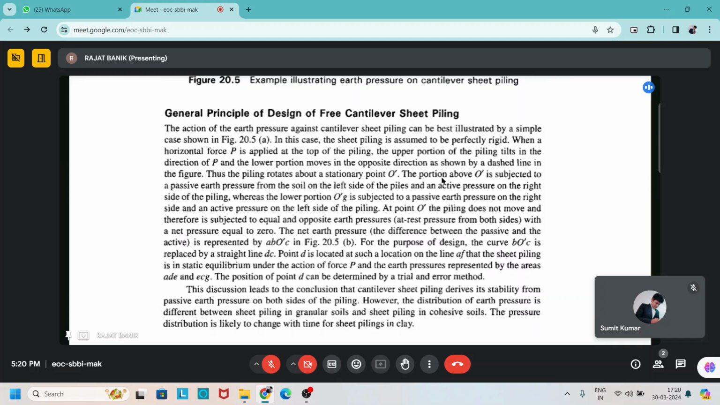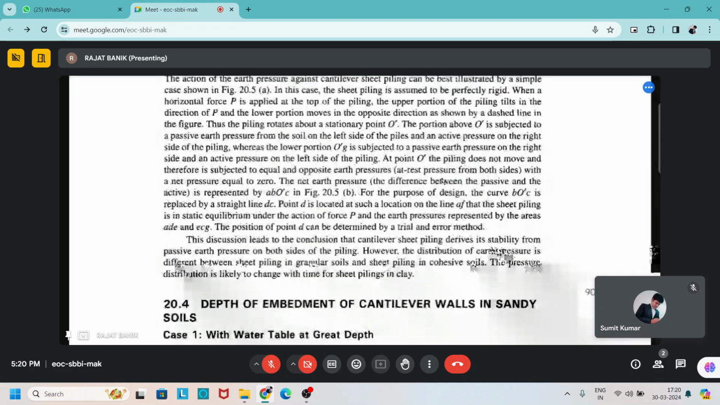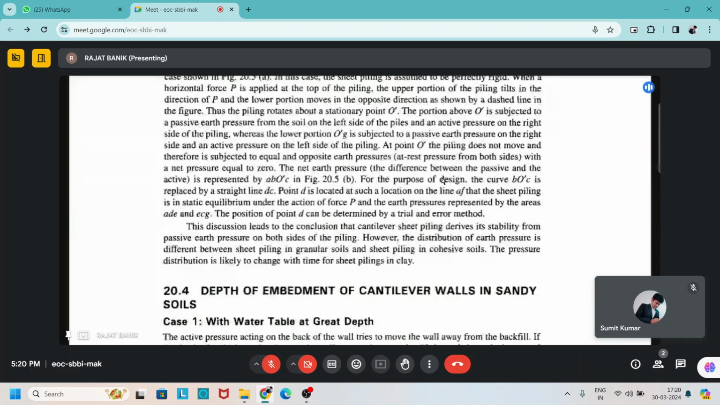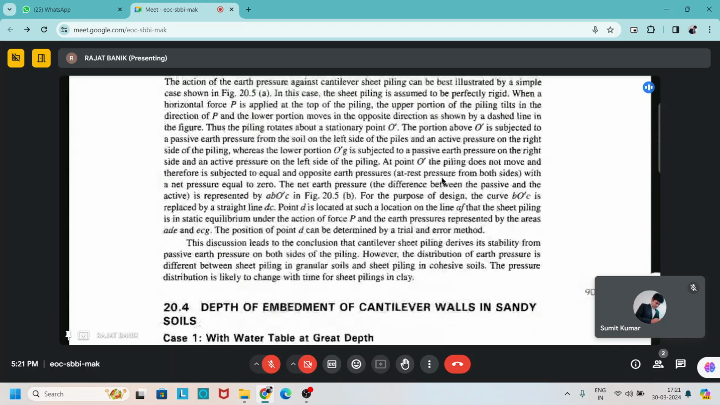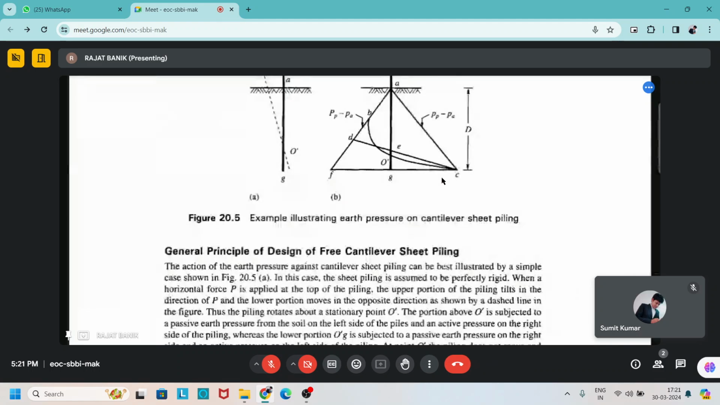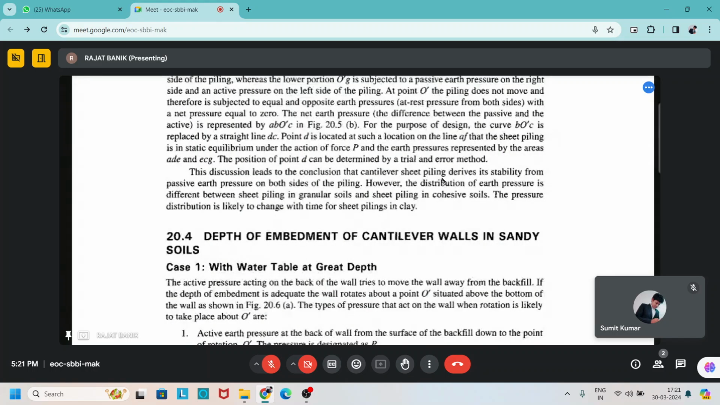For the purpose of the design, the curve B O dash C is replaced by straight line BC, and the point D is located at such a location on the line that the sheet piling is in static equilibrium under the action of force P. The earth pressure is represented by the areas ADE and ECG. The position of D can be determined by a trial and error method.